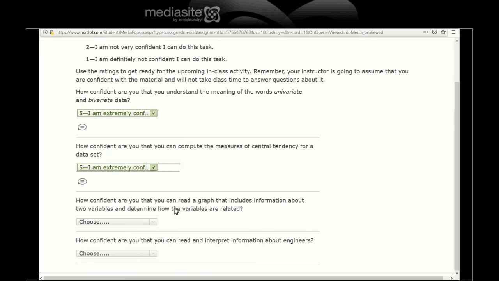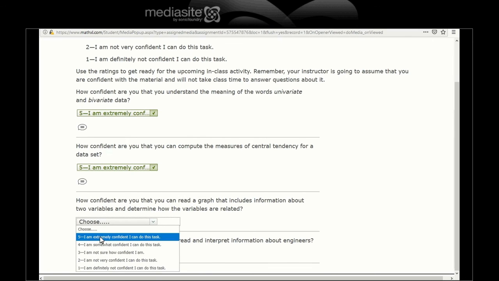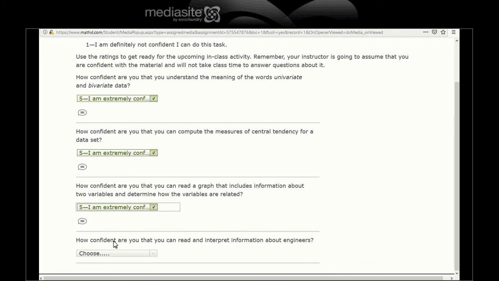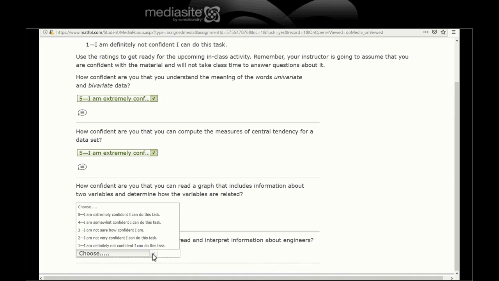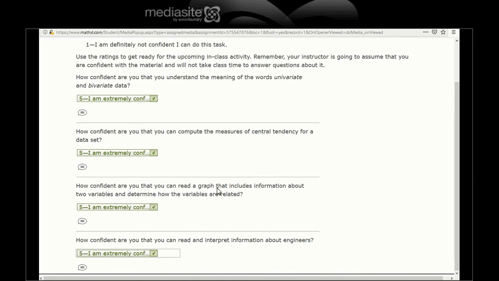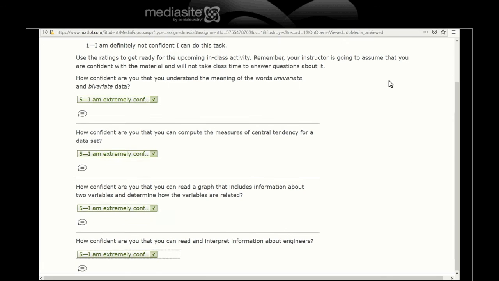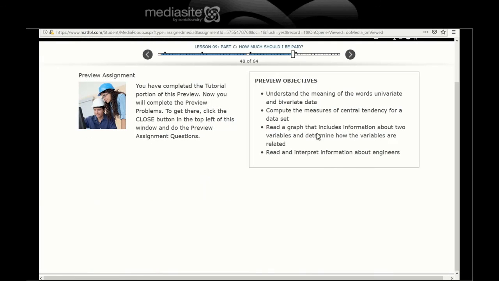Can you read a graph that includes two variables? Yeah. Can you read information on engineers? Sure, why not? And we are done.